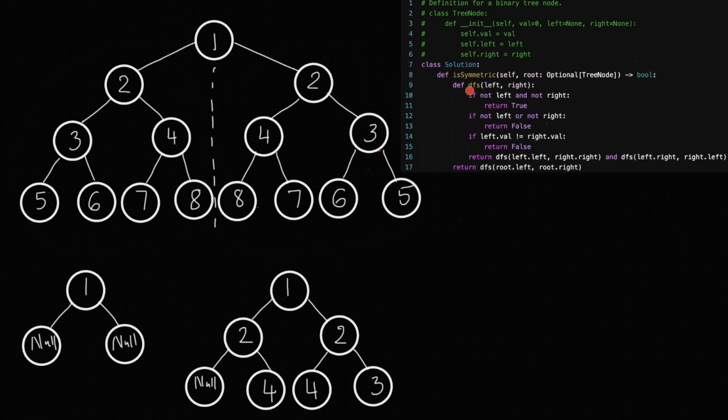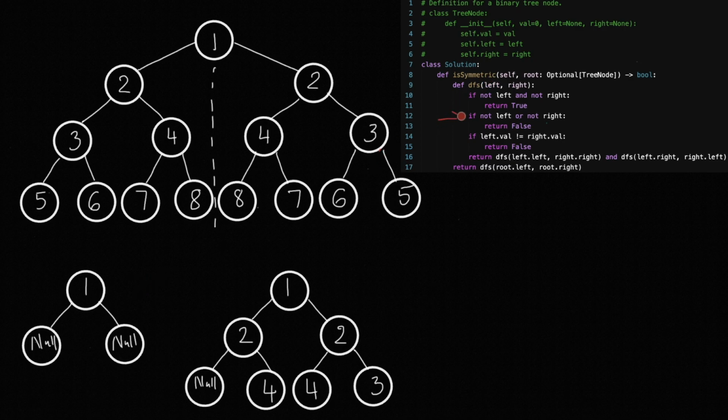Let's go over what's going on in this function. Take a look at the first if condition. What if we do not have the left child and we do not have the right child? That's actually the case in this tree over here. We have the root, which is 1. The left child is null, the right child is also null. So right away, we can return true. Don't need to go further.